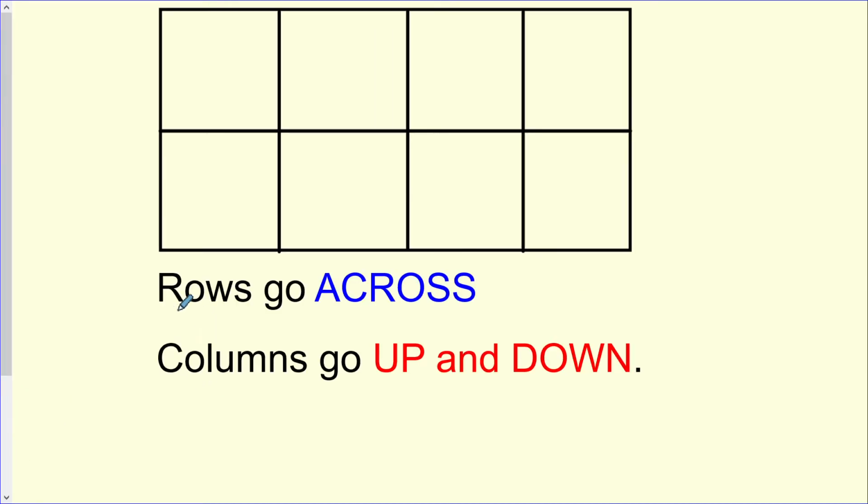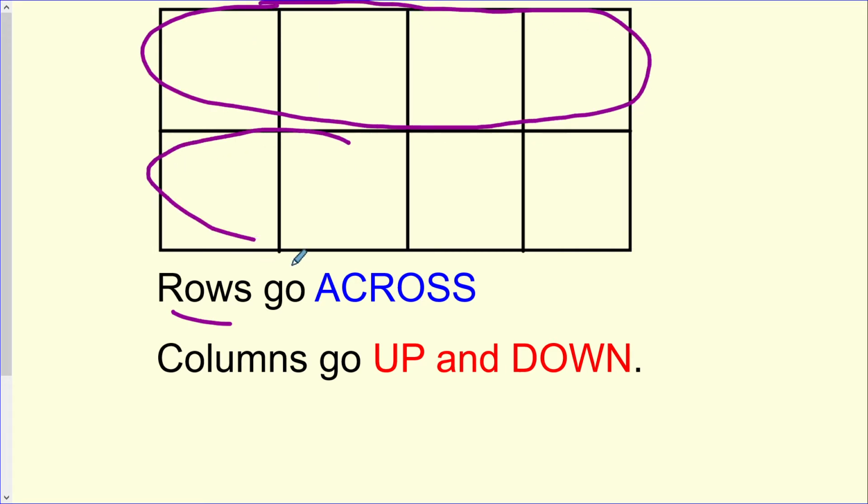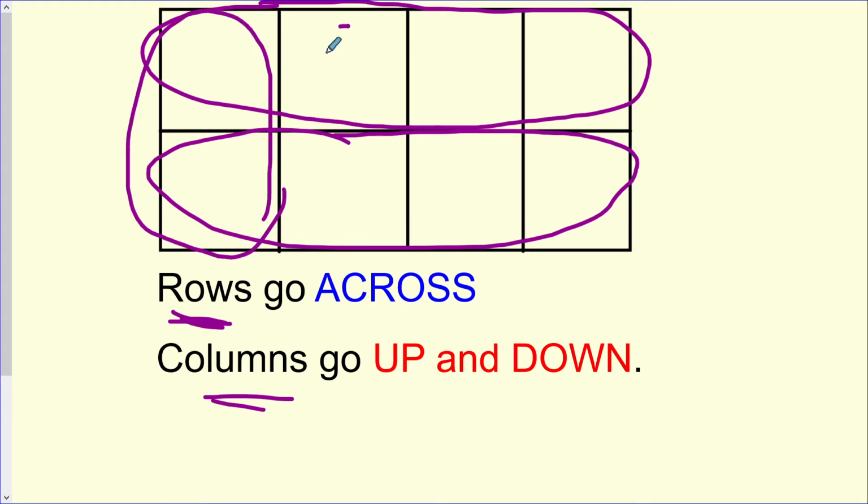So remember, rows go across. So this is a row, and this is a row. Okay, columns go up and down. Sometimes you'll talk about columns. I don't talk about columns a lot. I mostly talk about rows when we talk about partitioning rectangles and our arrays. But columns, just remember that's this thing. They go up and down. So these two are columns going up and down. So let me clean that up a little bit so you can see it better, and let's talk again about rows and columns just so we're clear.